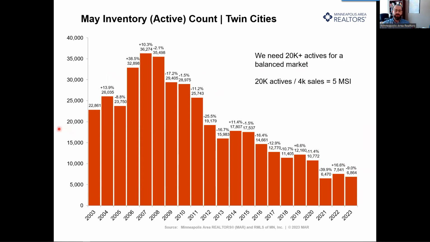Interesting little factoid here. Turns out, folks, we actually need 20,000 active listings to be a balanced market. That would be here. That would put us right about here, right? So, right, last time we had almost 20,000 was 11 years ago. Yay, right? So about 4,000 sales a month. So 20,000 actives divided by an average of 4,000 sales per month gets us to our 5 months supply of inventory. Hoping everybody is still with me on that.